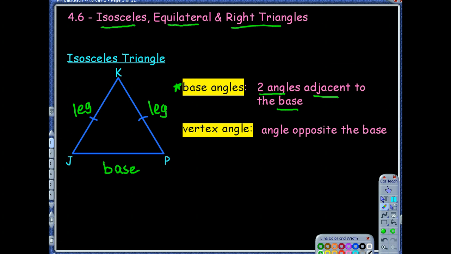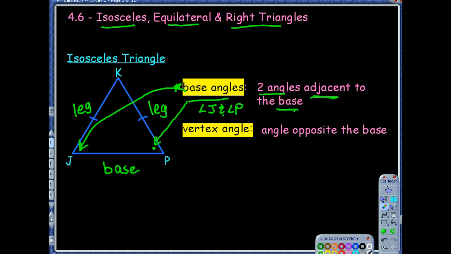Exactly. So base angles, notice the name goes along with the idea of a base, are 2 angles that are adjacent to the base, kind of connected to that. So I would say angle J and angle P would be considered my base angles. They're the angles along that base. So these 2 right here, this one and this one, are your base angles.